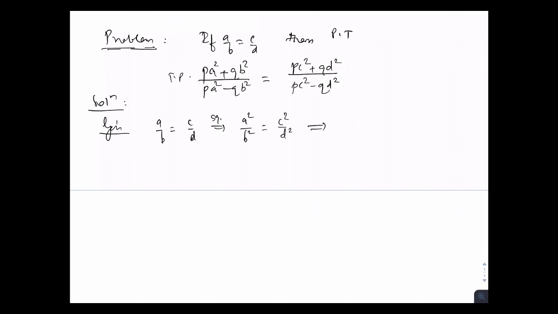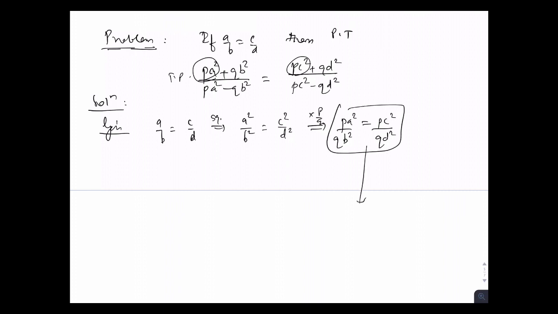Then what is the next requirement? I want p with a square, and I want p with c square also. So I'll multiply by p on both the sides of the equation. Then I want q in the denominator of both the sides, so we multiply by q by p by q on both the sides. So we have achieved this till here.